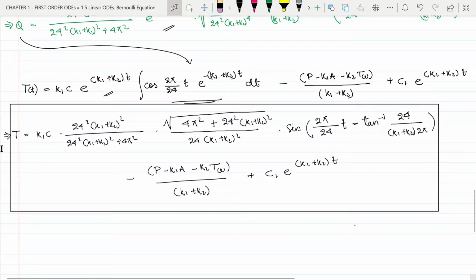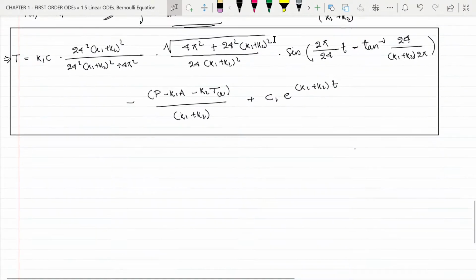So this function gives us the temperature of the inside of the building as a function of time t. So if we put any value of time t, this function will give the temperature inside the building. Let us cancel some of these terms and simplify this equation and rewrite it.